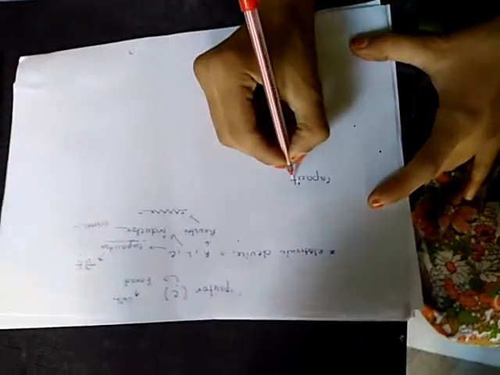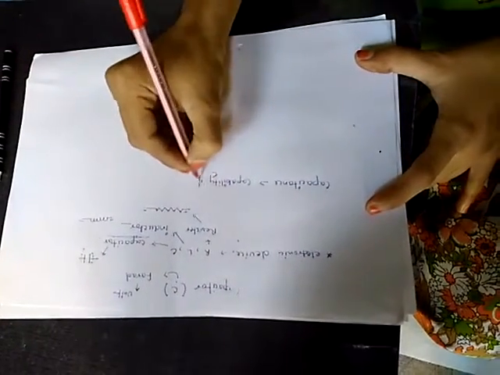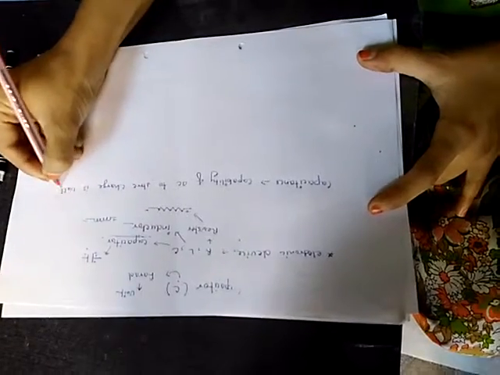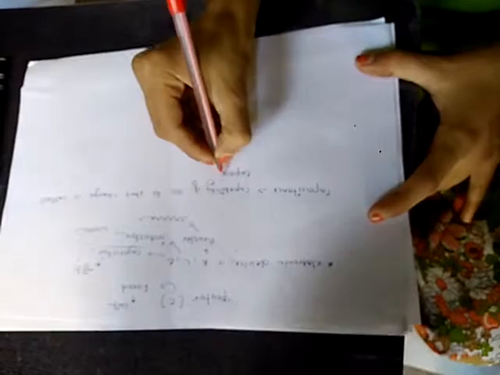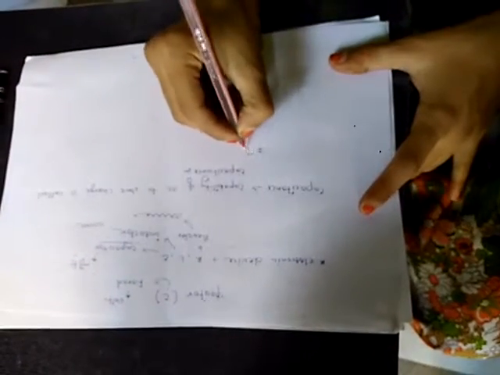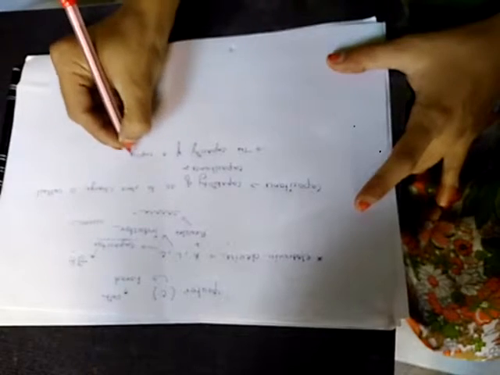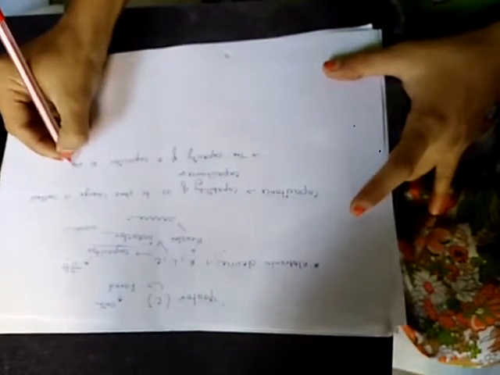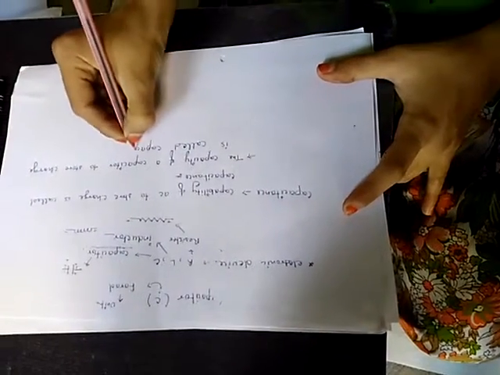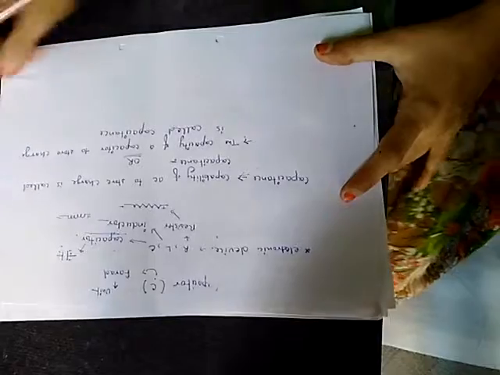You can also write this: the capability of a capacitor to store charge is called capacitance, or we can also write the capacity of a capacitor to store charge is called capacitance. We can write either of these two.